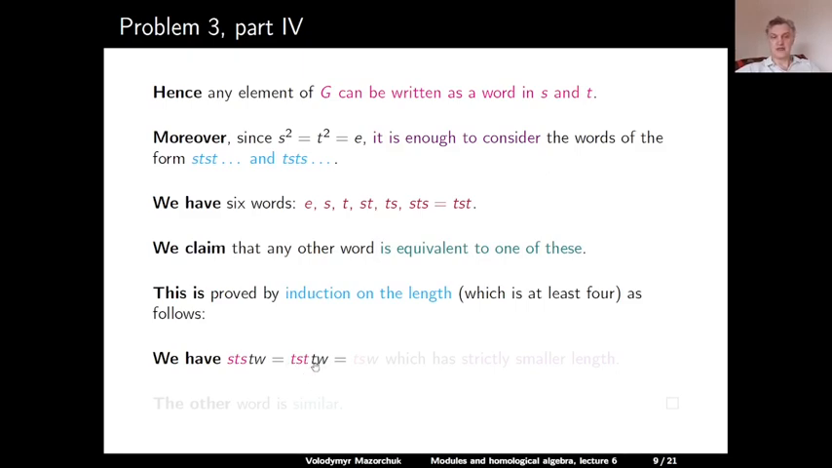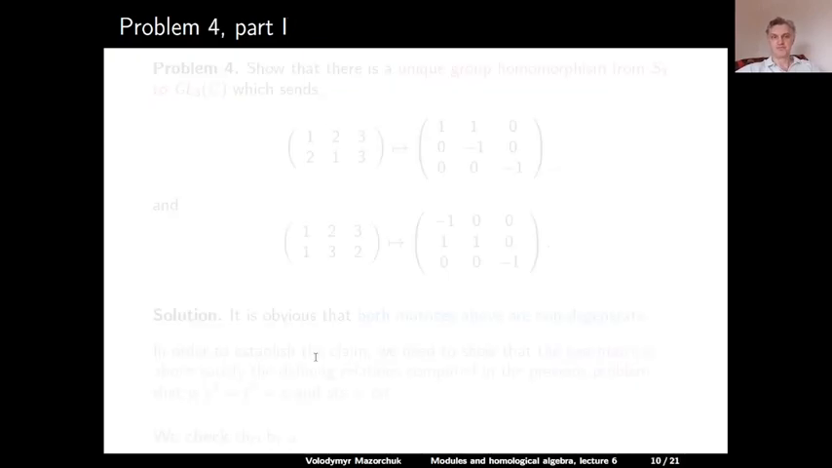And now we have T squared in the middle, which is the identity, so we can contract it and get the word TSW, which has strictly smaller length. So this proves by induction that any longer word can be reduced to one of these 6 words, and similarly for the words starting with T. And this completes the solution to problem 3.